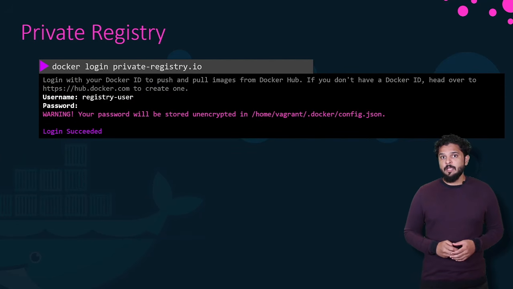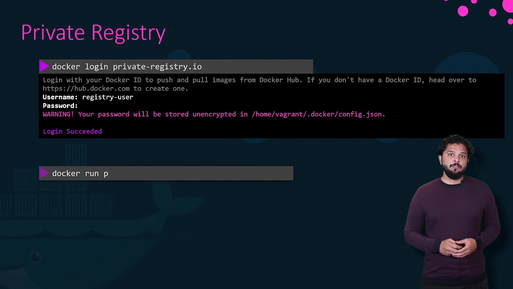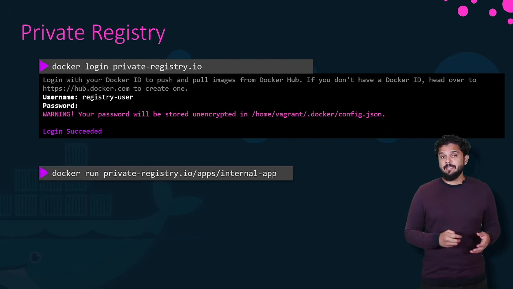Input your credentials. Once successful, run the application using the private registry as part of the image name, like this. Now, if you did not log into the private registry, it will come back saying that the image cannot be found. So remember to always log in before pulling or pushing to a private registry.